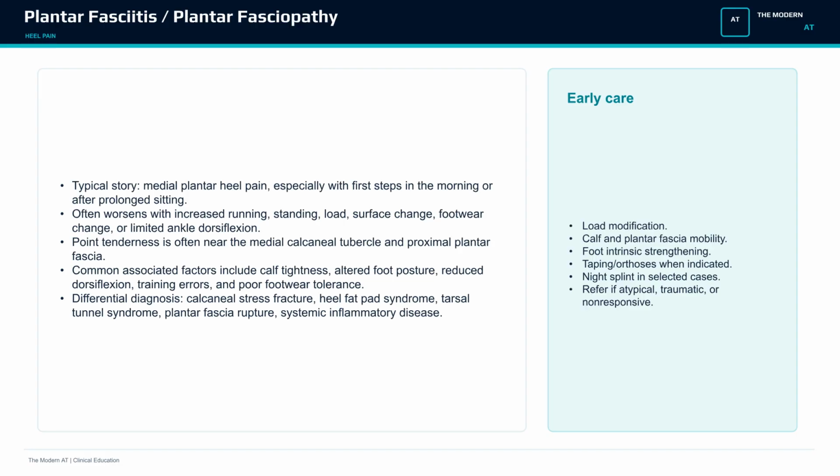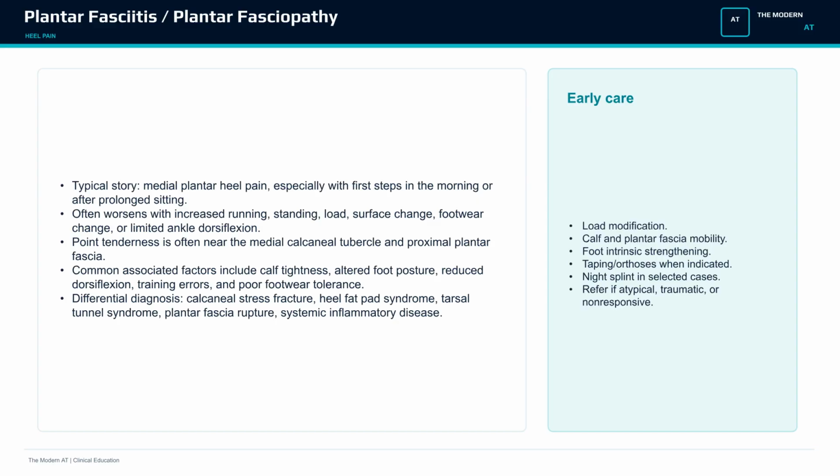Plantar fasciopathy usually has a recognizable pattern. The athlete often reports medial plantar heel pain that is worst with the first few steps in the morning or after sitting. It may loosen as they move, then return with running, practice, or prolonged standing. On exam, tenderness is often near the medial calcaneal tubercle and proximal plantar fascia. Also assess ankle dorsiflexion, calf flexibility, great toe extension, foot posture, footwear, training volume, and surface changes.